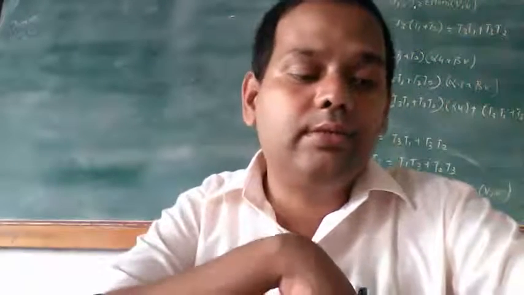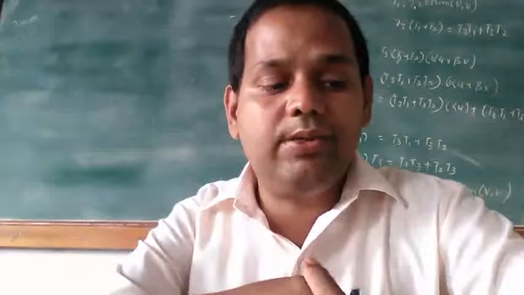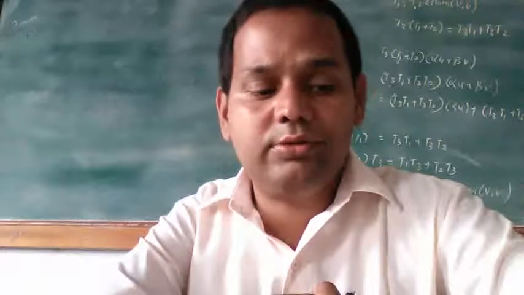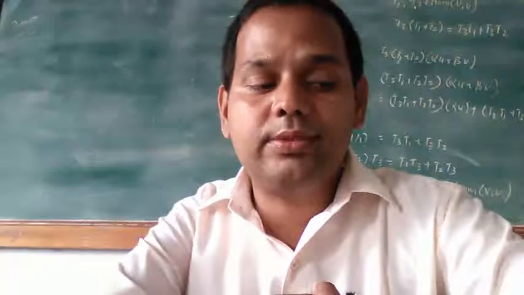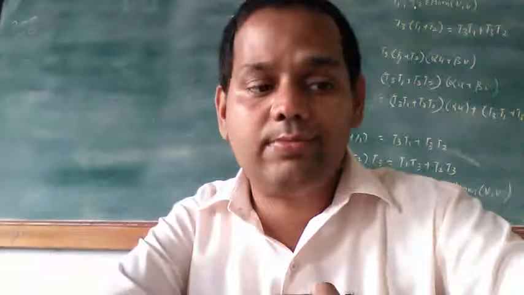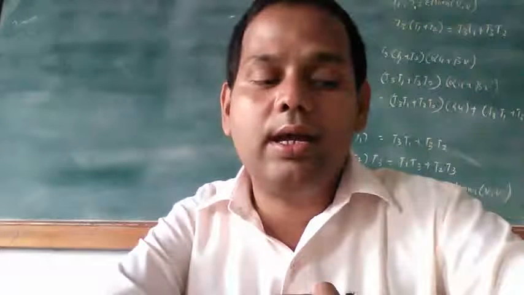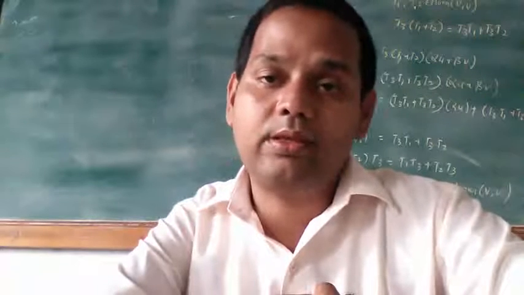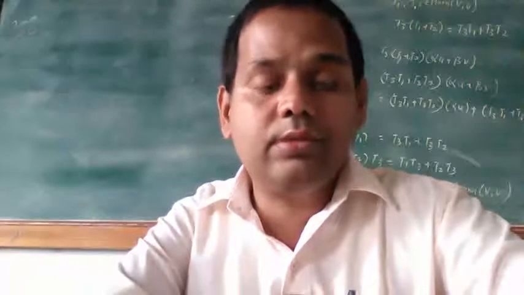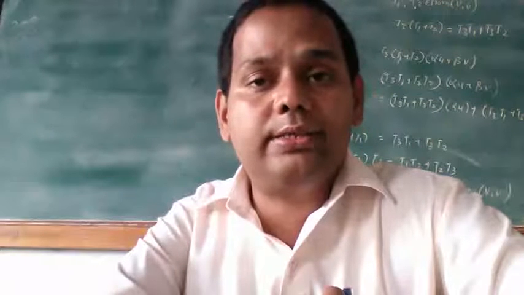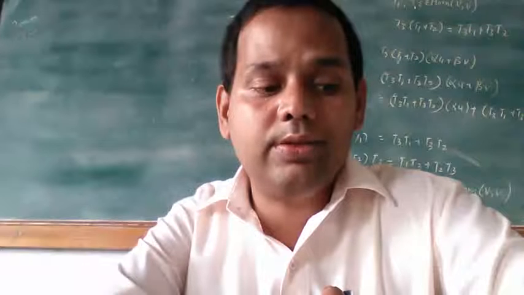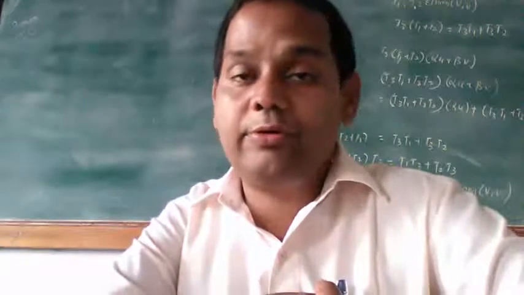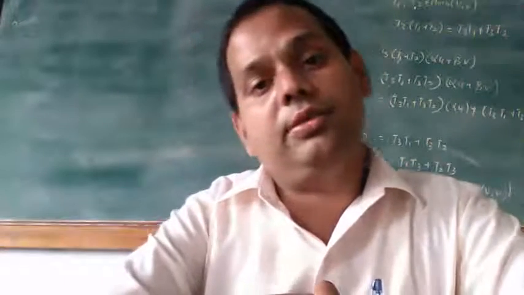Next example. Now see here, show that the splitting field of f(x) equal to x raised to 4 minus 2 belonging to Q[x] over Q is Q(2 raised to 1 by 4, i), and the degree of the extension is 8. Now see here, solutions. f(x) equal to x raised to 4 minus 2 belongs to Q[x]. Then by Eisenstein's criterion, f(x) is irreducible over Q.